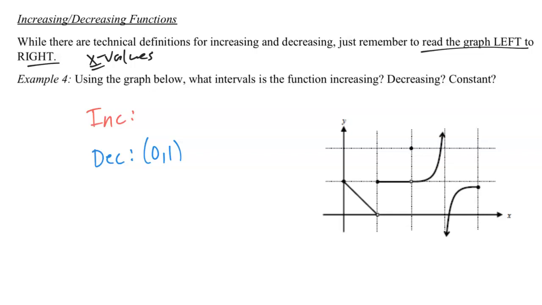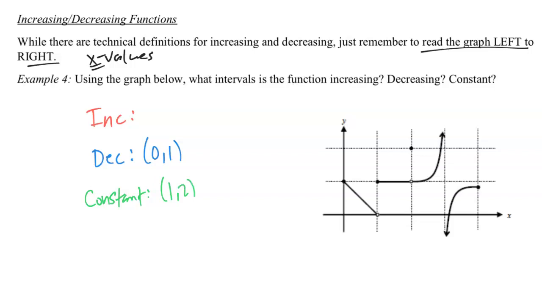Now, is there anywhere else that we're decreasing? We'll maybe come back to that. Let's just keep reading the graph from left to right. So starting now here at 1, what's happening from 1 to 2? Is the graph increasing or decreasing? Well, hopefully you said neither one. And so if it's not increasing or decreasing, that means that the graph is constant. And so the constant interval is going to be from 1 until 2.